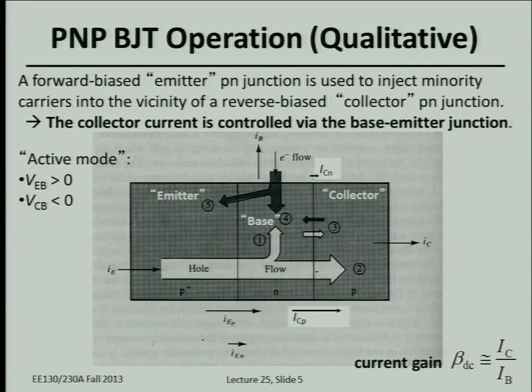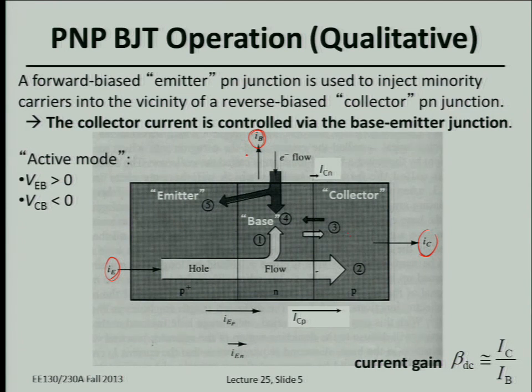Okay, that's great. So how do we get gain? It turns out that gain is really defined by this: can we change the collector current by a large amount by only changing the base current by a small amount? In other words, how do we change the emitter current by a large amount by changing only the base current by a small amount?